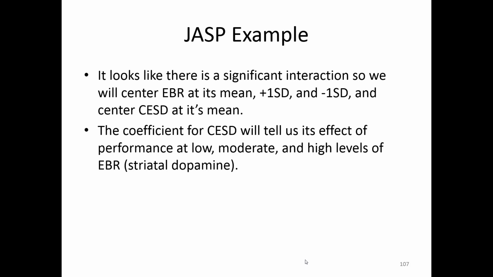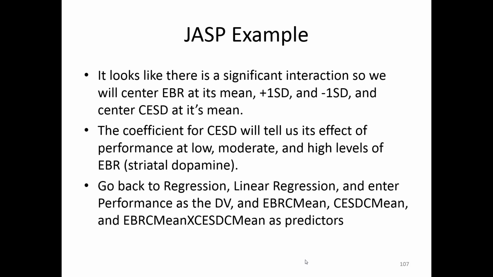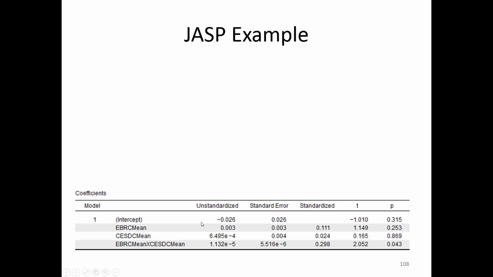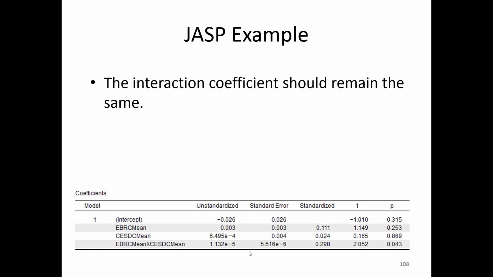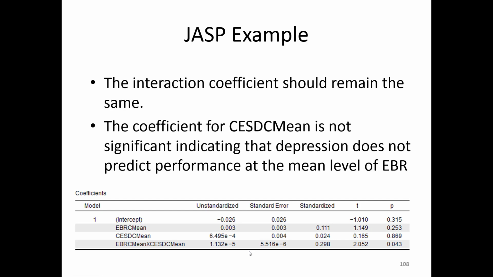So it tells us the effect of this depression scale and how it predicts performance at those different values for EBR. Okay, so now go back to regression in JASP, click linear regression, and then enter performance as the dependent variable. Okay, EBR centered mean, CESD centered mean, and then the interaction term between the two variables centered at the mean as predictors. Okay, and then this is what we get right here. So the interaction coefficient should remain the same.